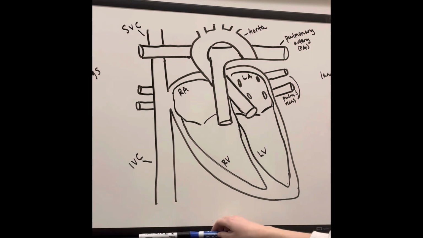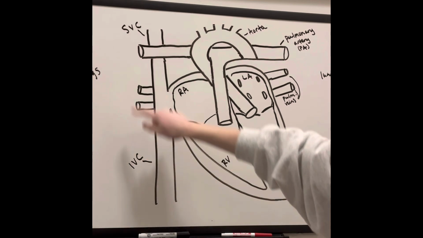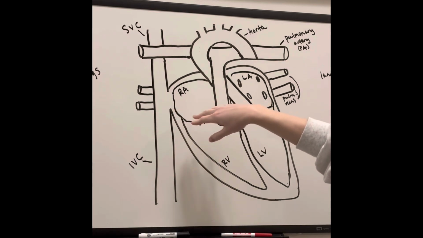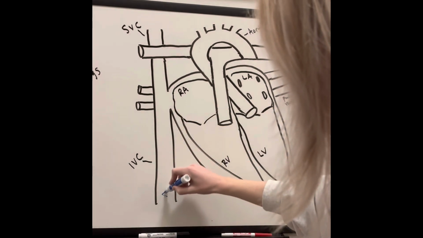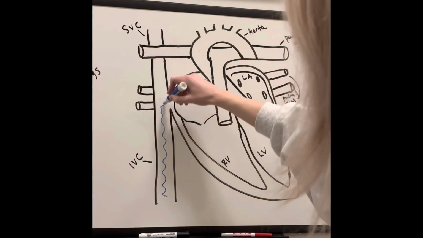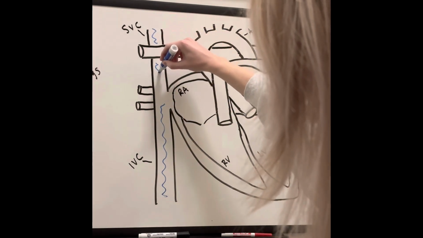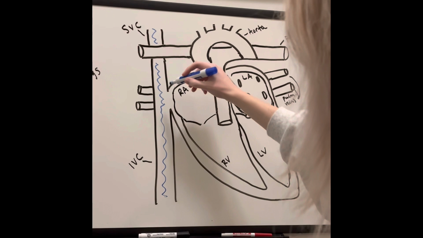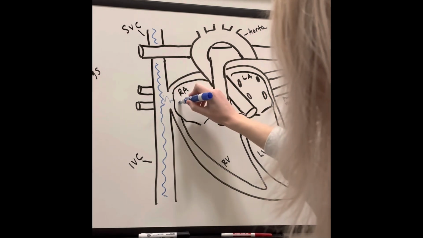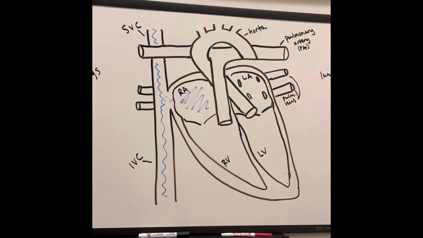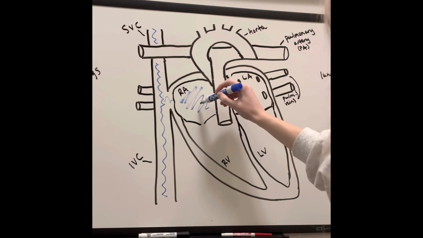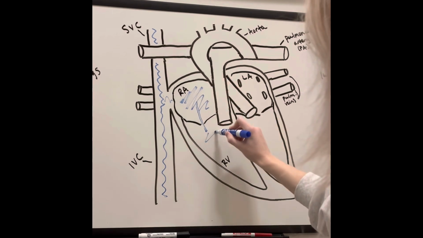So when we're talking about normal blood flow, the IVC and the SVC bring blood from the body to the heart. Blood comes from the lower part of your body without oxygen and the upper part of your body without oxygen because you've used it all. All of that blood that needs oxygen will come right into the right atrium. From here, blood is pumped from the right atrium to the right ventricle.